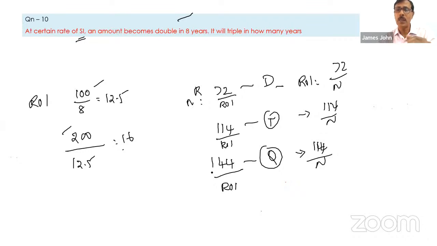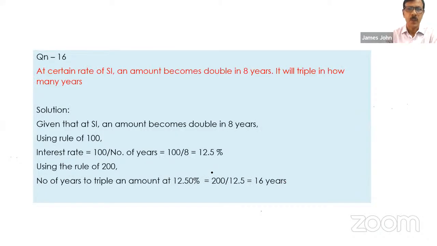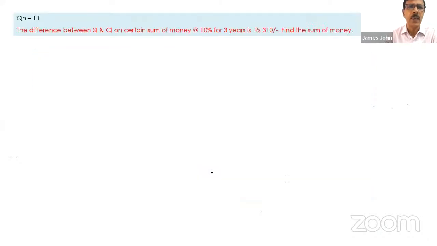Similar to this, for simple interest it is rule of 100, rule of 200, rule of 300. Rule of 100 for doubling, rule of 200 for tripling, rule of 300 for making it 4 times. So here it is 16. Next, the difference between the simple interest and compound interest on a certain sum of money at 10% for 3 years is 310. Find the sum of money.